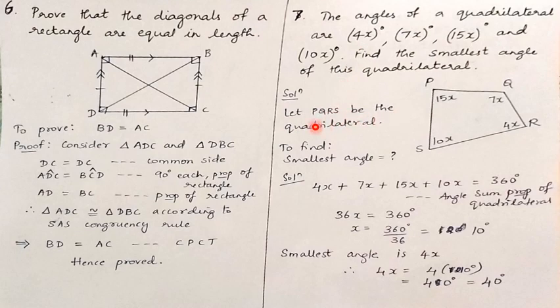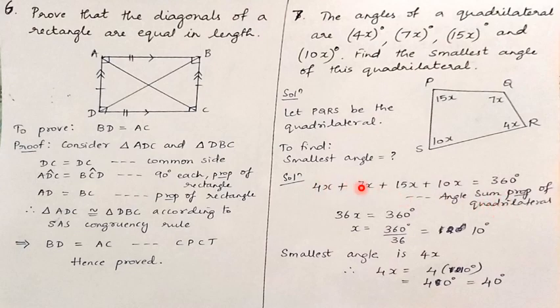So let PQRS be the quadrilateral. So this is going to be the quadrilateral with the measurements given, that is 4x degree, 7x degree, 15x degree and 10x degree. We know that sum of all the four angles of any quadrilateral is 360 degree according to the angle sum property of quadrilateral. So 4x plus 7x plus 15x plus 10x is going to be 360 degree. The reason is angle sum property of quadrilateral or interior angle theorem of quadrilateral.